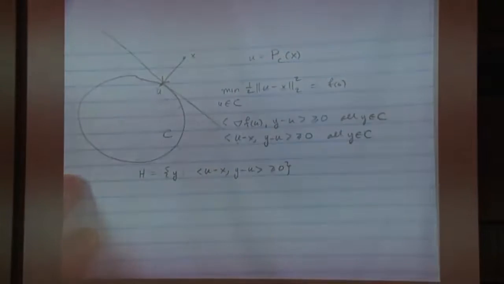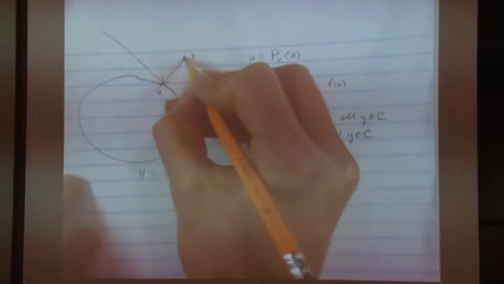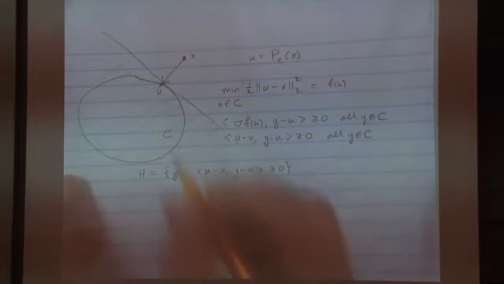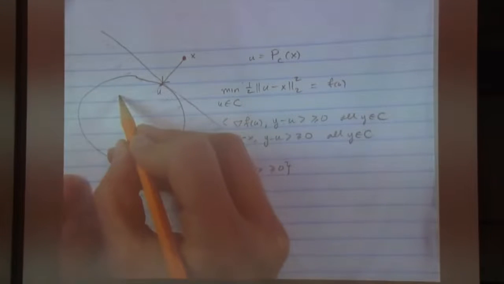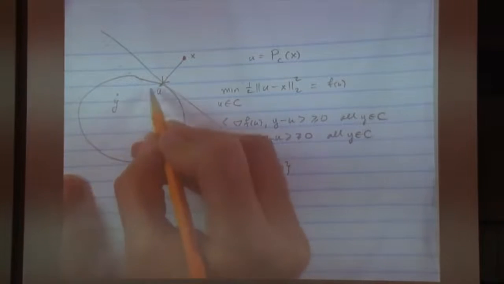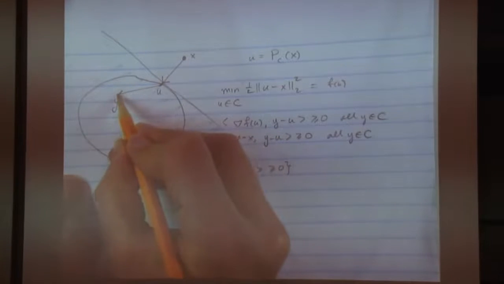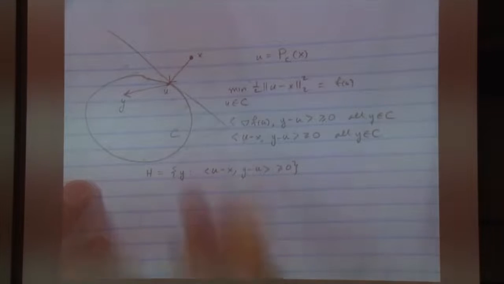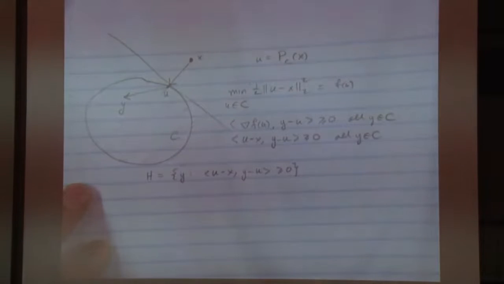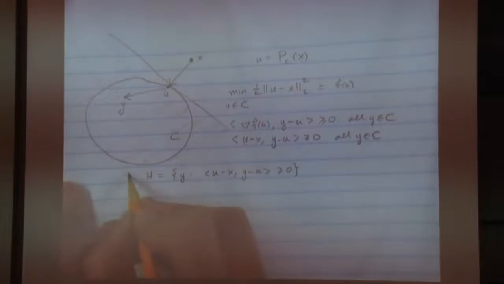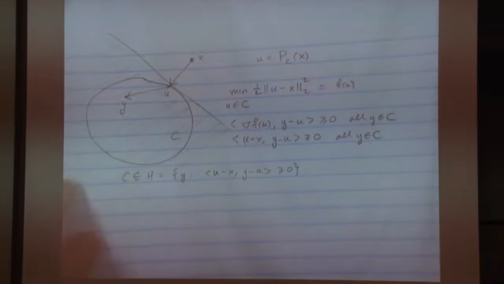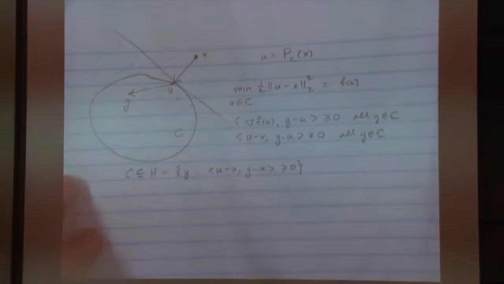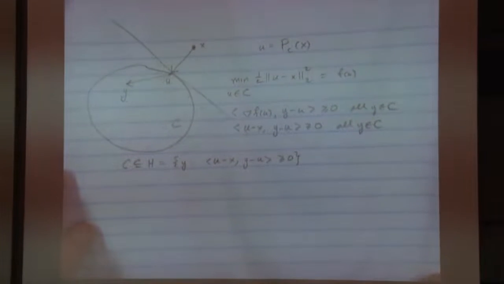Okay, so if we draw this vector u minus x, this guy here, and we draw y minus u for any other point y in the set C, like say this one, the inner product between the two of them is positive, right? The half space contains all positive inner products. So we know that C is contained in this half space, right? Just from this condition that we derived.